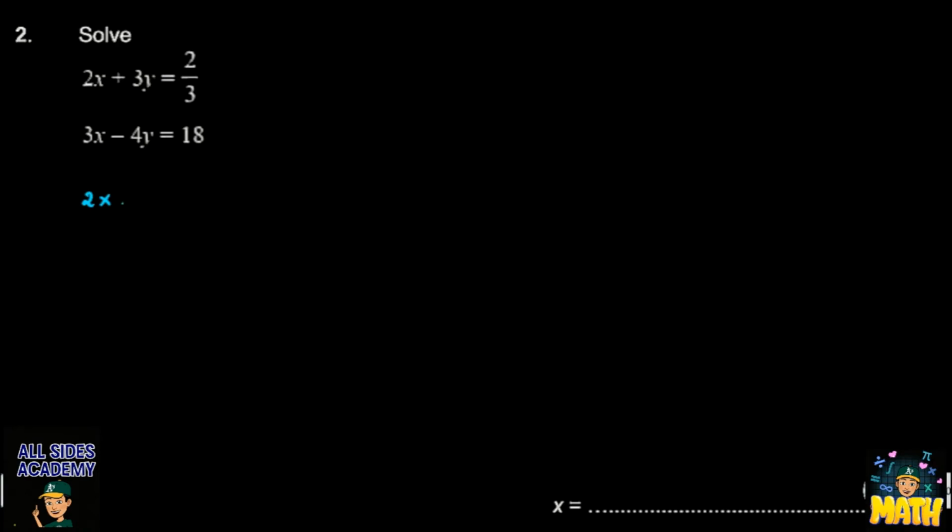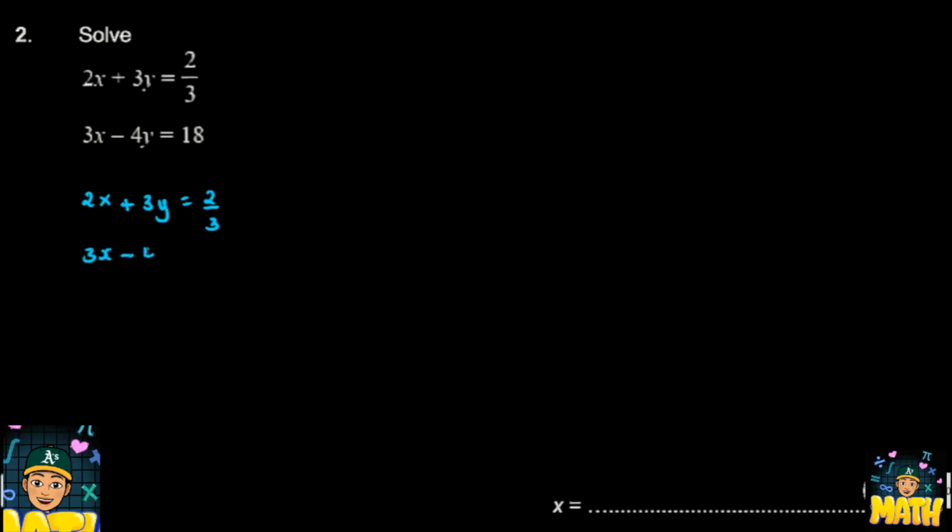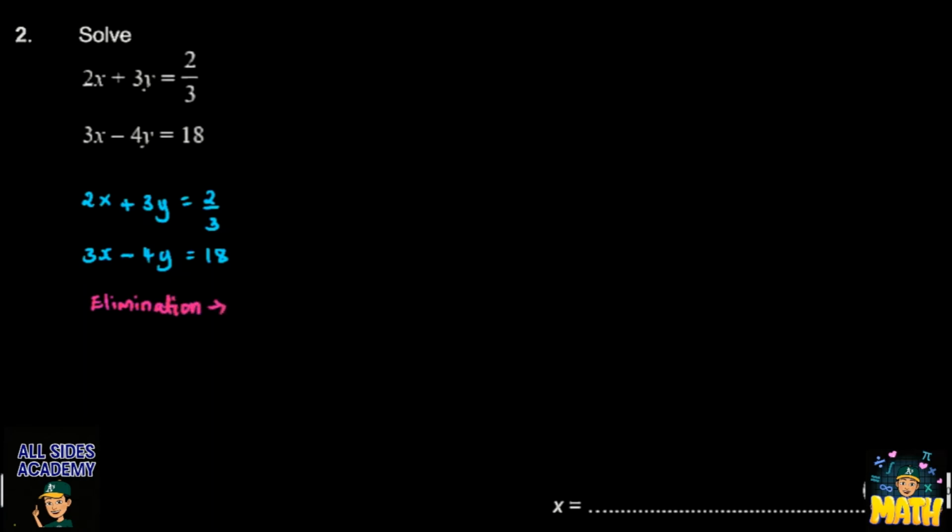Moving on to the next one, solve that. So I'll rewrite that. And the method I will use here is still elimination. We have to eliminate one of the letters. So in this case, we will eliminate the value x. So in elimination, we have to make the two numbers have the same coefficient. So for them to have the same coefficient, it's like we are looking for a common multiple between 2 and 3. And in this case, the multiple we are using is 6.